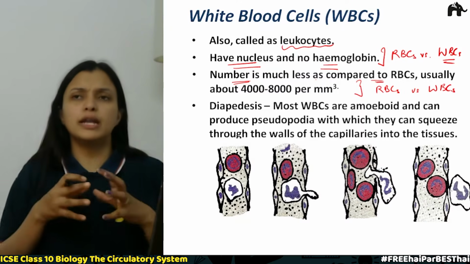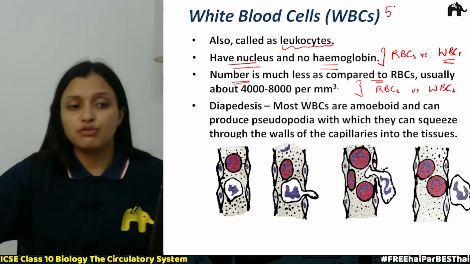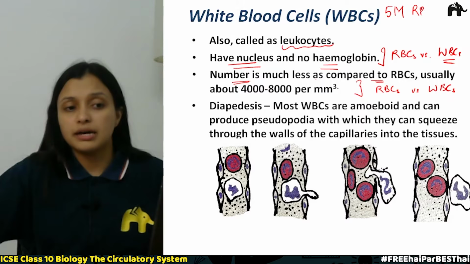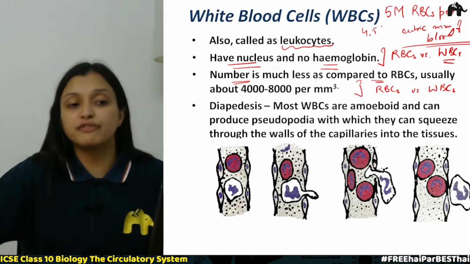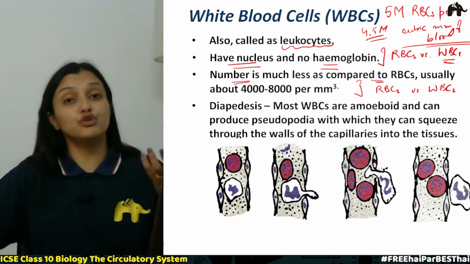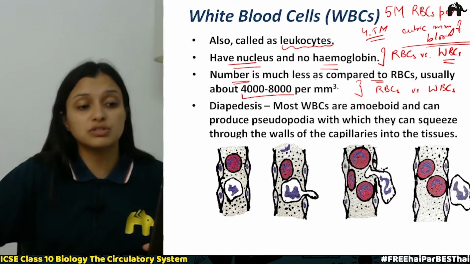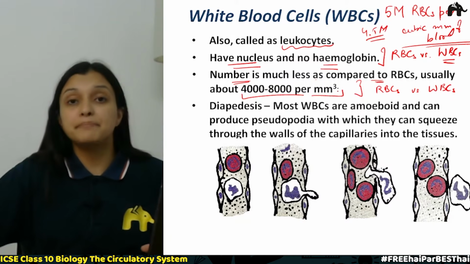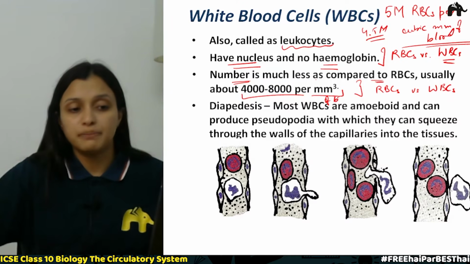So just recall, a normal human adult male has around 5 million RBCs per cubic millimeter of blood, right? And if we talk about females, it is 4.5 million, correct? But if you talk about WBCs, they are very less in number, that is 4,000 to 8,000 per cubic millimeter of blood.